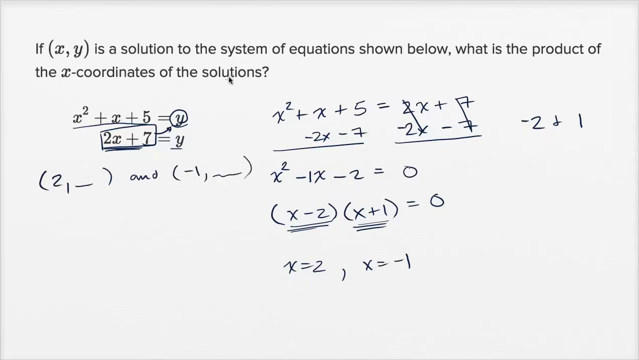Now, if they wanted the solutions to the system, you could take these x values and substitute them back and figure out the corresponding y values. But for this problem, they don't even have to do that. They just say, what is the product of the x coordinates of the solution? So it's just going to be 2 times negative 1. So 2 times negative 1 is just negative 2. That's our answer.